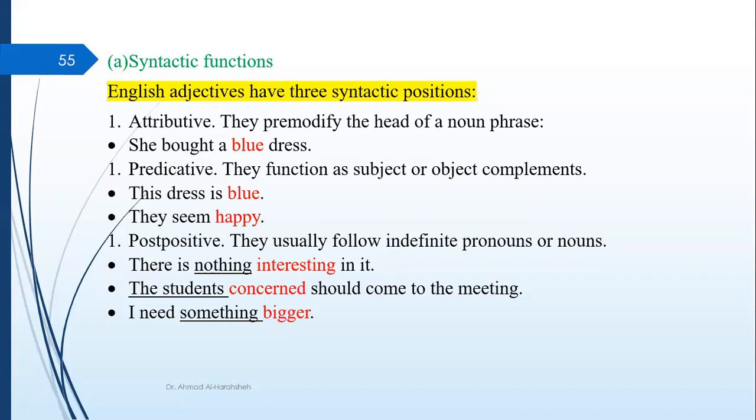Predicative, they function as subject or object complements. She is very beautiful. Beautiful here functions as a subject complement for what? For the subject she. They seem happy. This dress is blue. Blue and happy here function as complements. This dress is blue, the first one, subject complement. They seem happy, also subject complement.